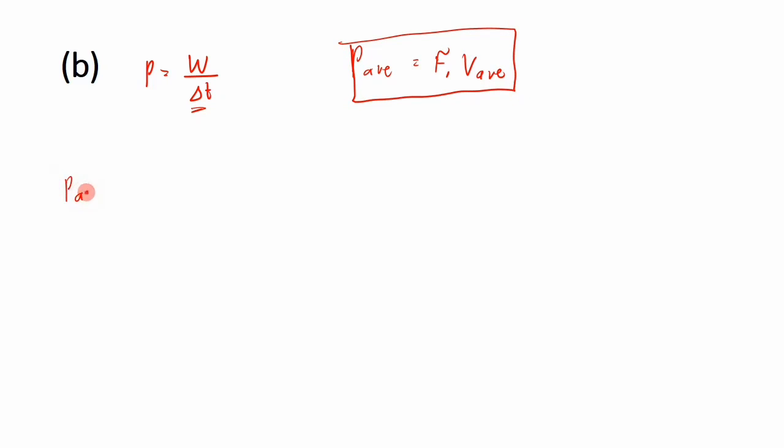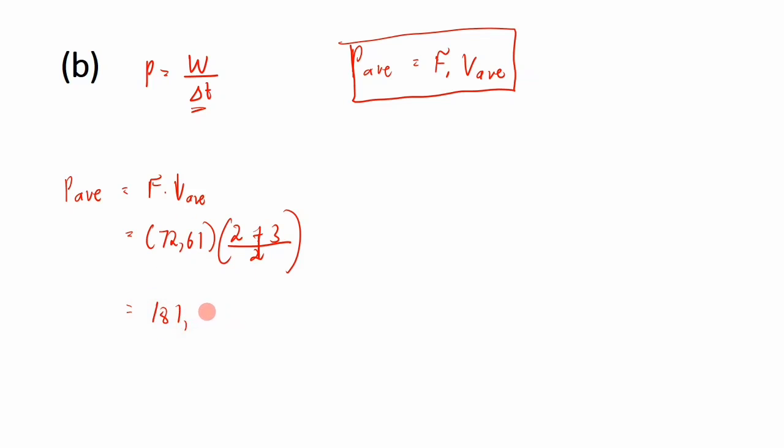Now using the P average formula, which is equal to F multiplied by V average. The force that we calculated is 72.61. But the V average will be an addition of these two velocities over 2. So that's how we calculate the average. So we just add these two velocities that we've been given and divide it by 2, right? So if you multiply all this, it will give us 181.53 watts. Awesome.